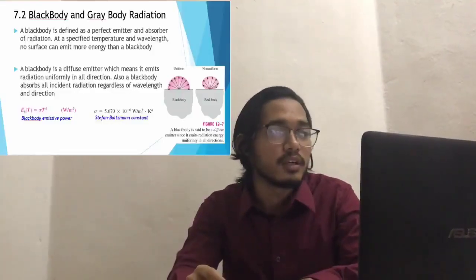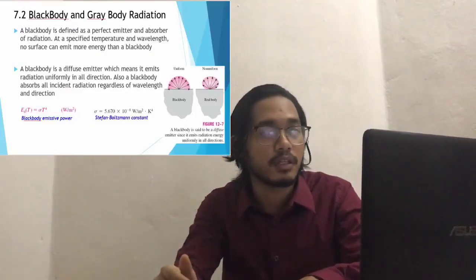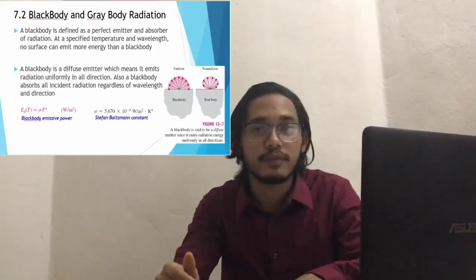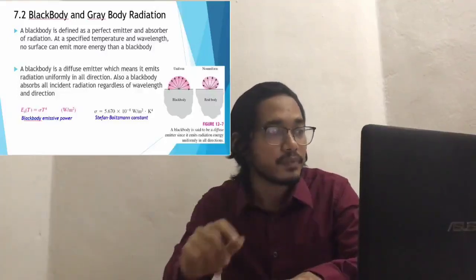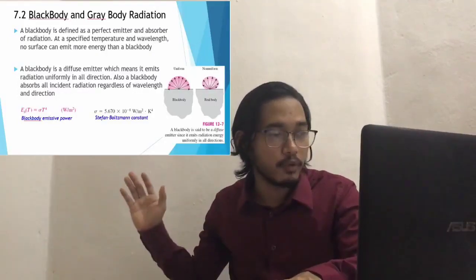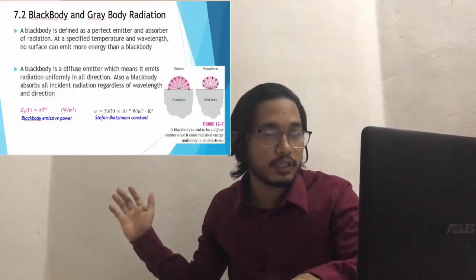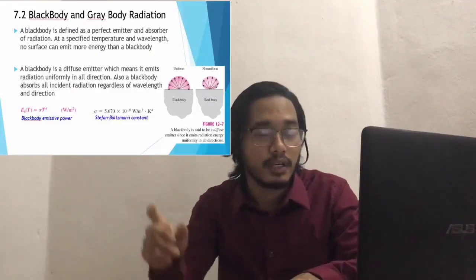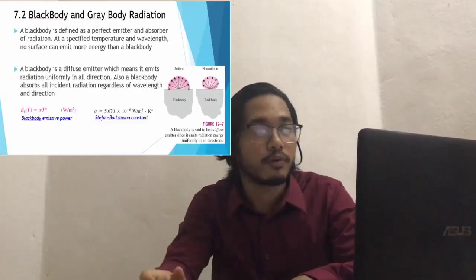Next, we move into black body and grey body radiation. As you can see in this slide, the black body is defined as a perfect emitter and absorber of radiation. At a specific temperature and wavelength, no surface can emit more energy than a black body. A black body is given by this formula as black body emissive power, and the Stefan-Boltzmann constant is 5.670 times 10 to the power of negative 8. As you can see in the figures, uniform black body and real body non-uniform.